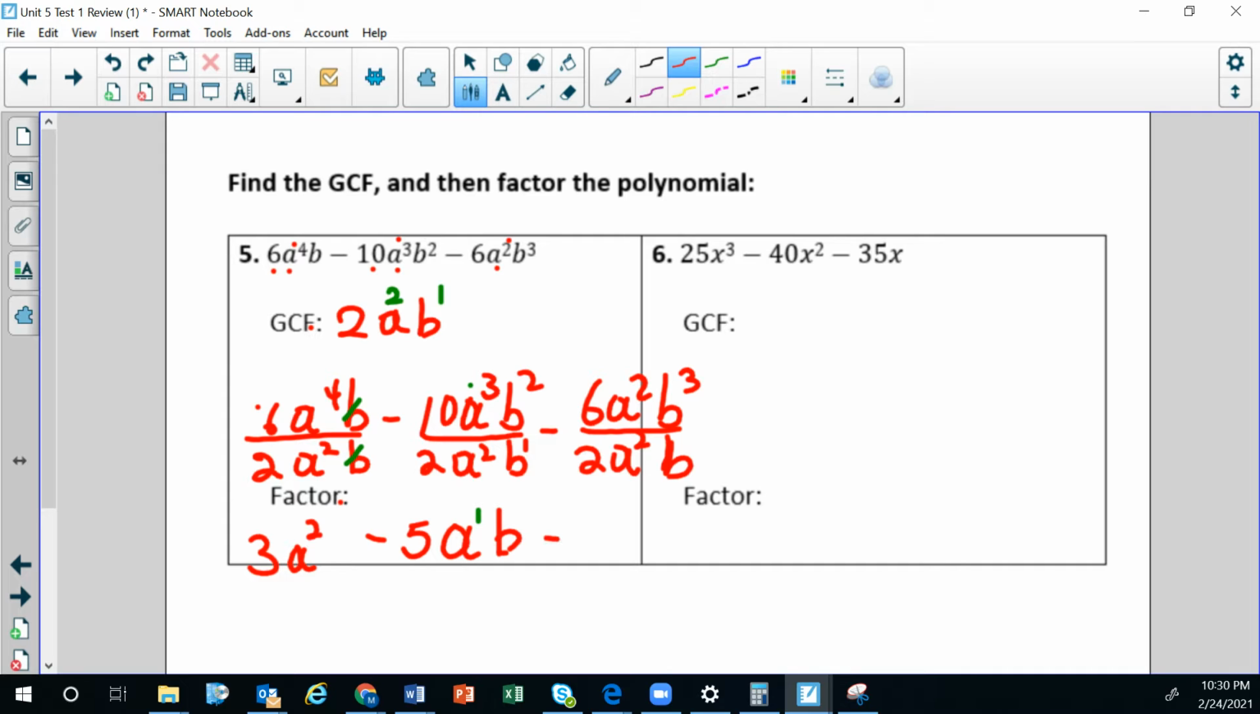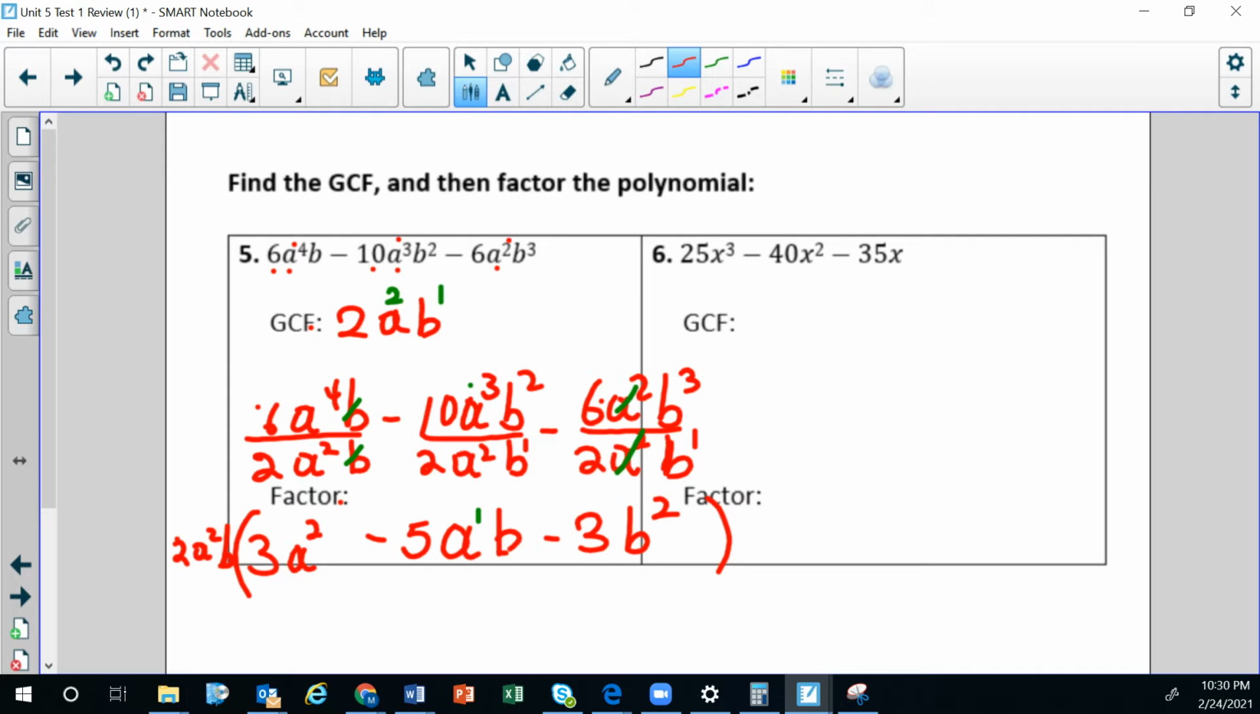And then the next one now, 6 divided by 2 is 3. If you notice now, we have an A squared divided by an A squared. So that goes away, that cancels out. And then I'm left with a B cubed divided by B to the 1, which is just B squared. All right, so that's a factor. And remember, when we're done now, we put it in parentheses. And then normally I'm going to squeeze the 2A squared B right there. Okay, so that's number 5.